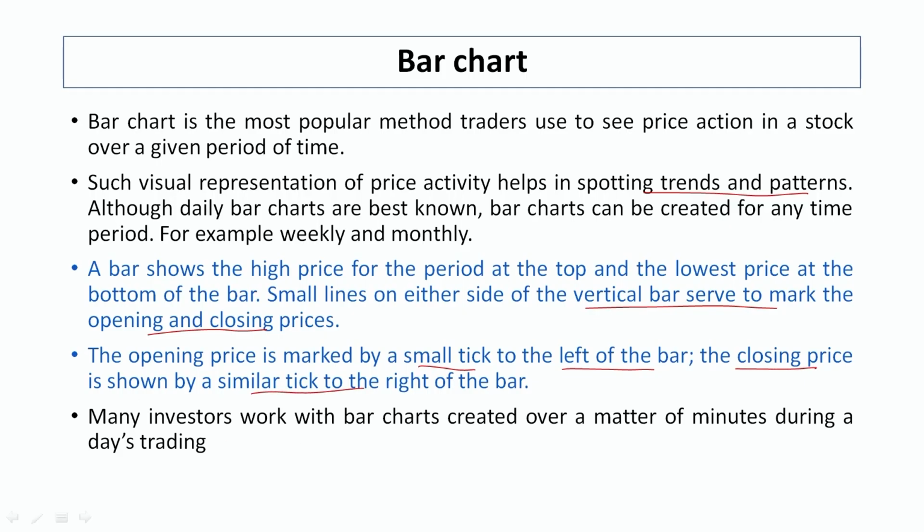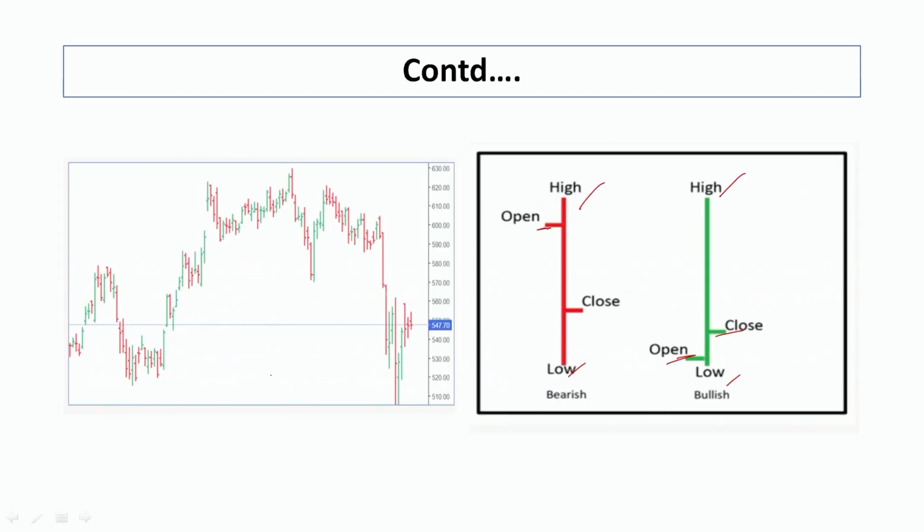Many investors work with bar charts created over a matter of minutes during a day's trading, so they can easily prepare it. We can use a bar chart on a daily, weekly or monthly basis. Within a few minutes, we can prepare this bar chart if we have the historical stock prices or minute-to-minute data. On the basis of this, we can understand the trend of the market or a particular stock.